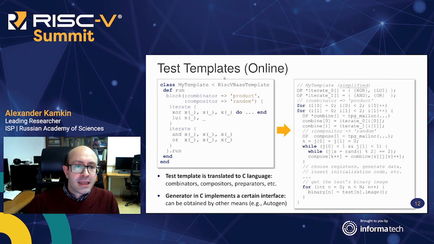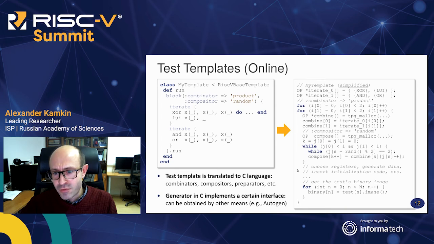This is exactly the same test template that was shown earlier: the Cartesian product of two sets consisting of two instructions each. And on the right, you can see the generator. The generator is a C program that generates test programs according to the test template. It combines instructions, generates test data, allocates registers, and so on. This is a simplified view. It's not real code, just used to illustrate the main idea.